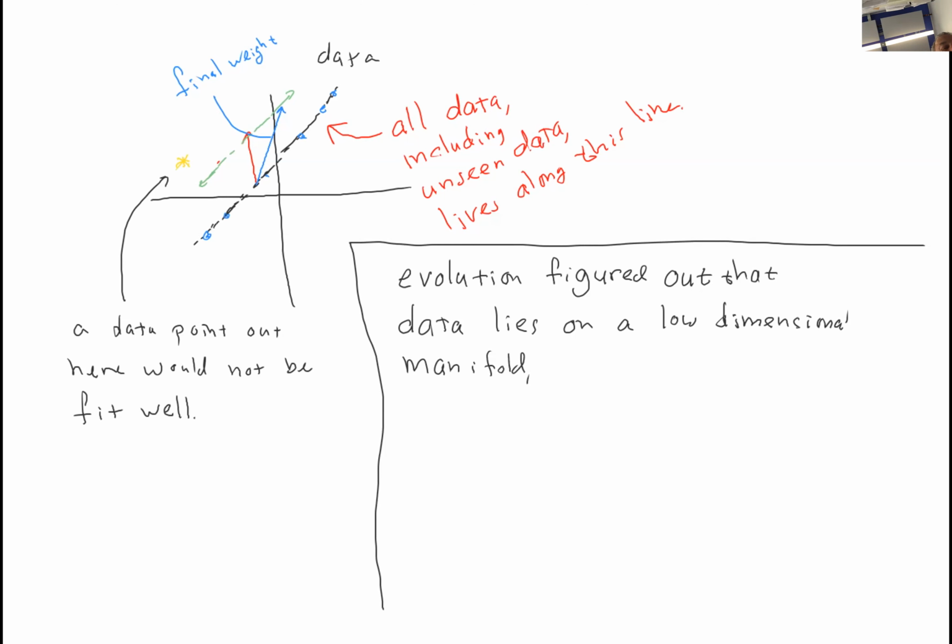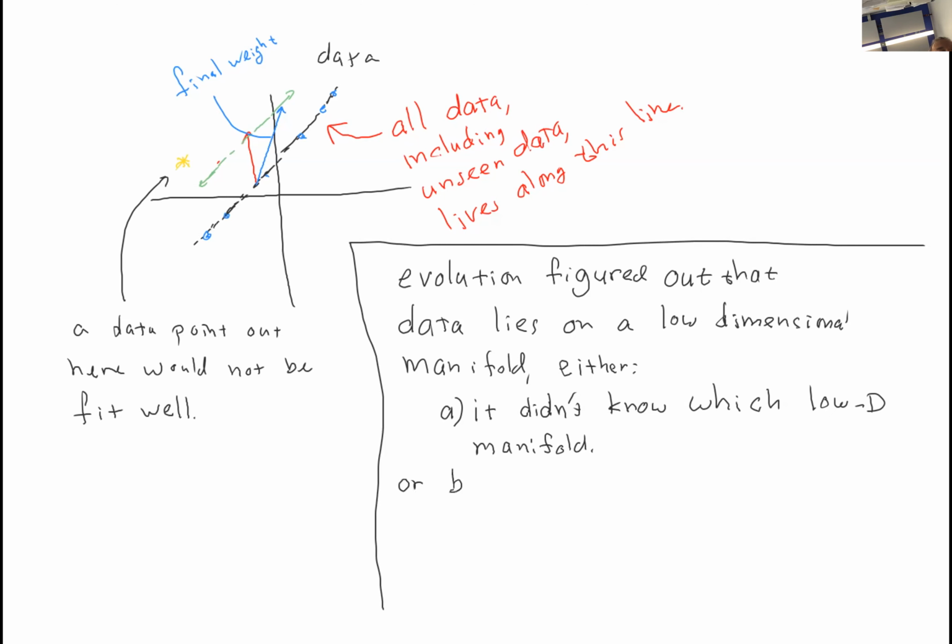So either A, it didn't know which low dimensional manifold, which low D manifold. So it gave us a nice flexible brain that could find the low D manifold, but couldn't tell us ahead of time.